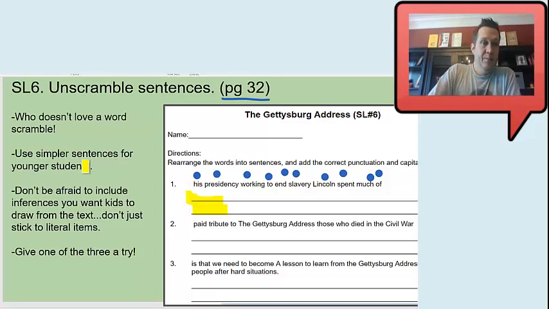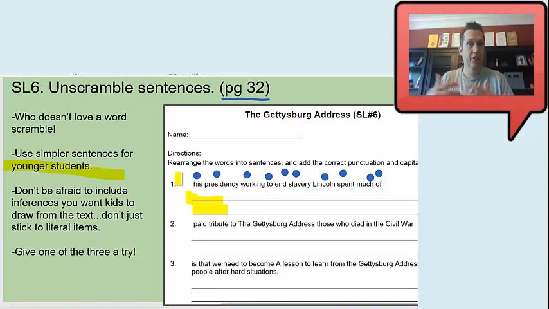So using simpler sentences for younger students makes sense. Doing it orally, all of those kinds of things are still part of this process. Don't be afraid to include inferences you want kids to draw from the text. What I mean by that is not only rearranging sentences from the text, but you can also write a specific sentence that is an inference that you wanted them to extrapolate from the text.